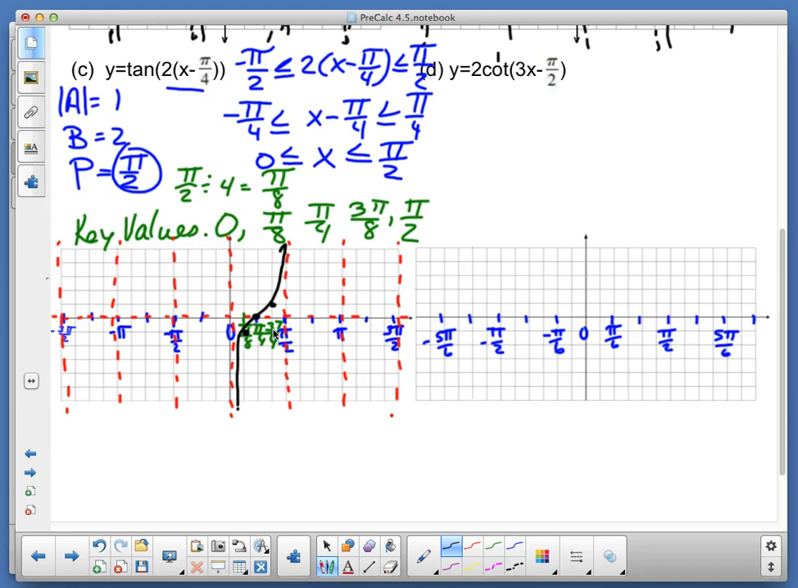And keep in mind that's 0. This is 0. That's 0. This is 0. This is 0. This is 0. Negative, positive. Negative, positive. Negative, positive. Negative, positive. And the whole function just gets laid out.